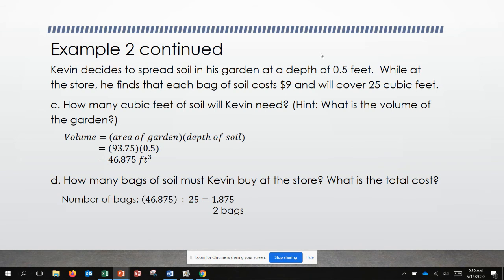And then if we know each bag costs $9, our cost is the cost per bag times the number of bags, or 9 times 2, which is $18. Okay, so it's going to cost Kevin $18 at the store.